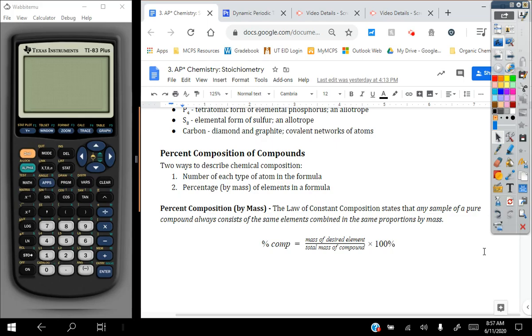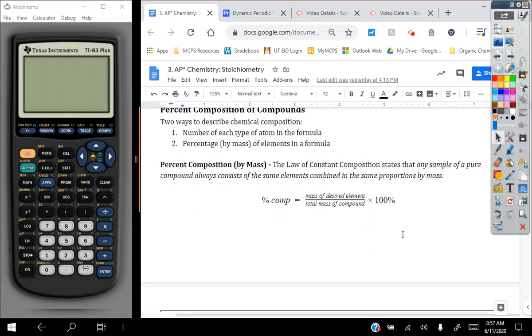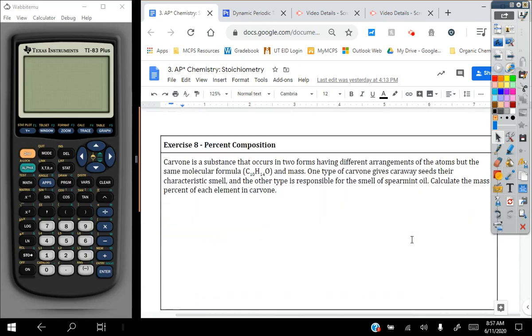So when we go to do a percent composition calculation, essentially all that means is that the mass of a desired element over the total mass of the compound times 100% gives you your percent comp, or your percent composition. So we're going to look at our first exercise here, dealing with carvone, which is a substance that occurs in two forms having different arrangements of atoms with the same molecular formula and mass. One type of carvone gives caraway seeds their characteristic smell, and the other type is responsible for the smell of spearmint oil. Calculate the mass percent of each element in carvone.